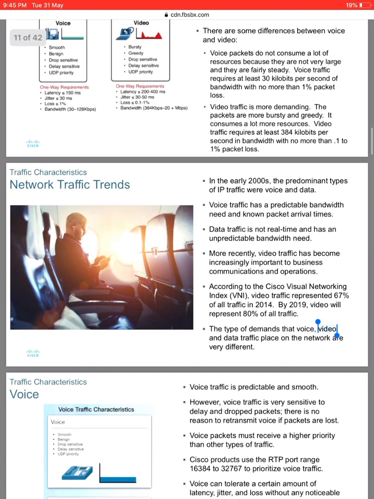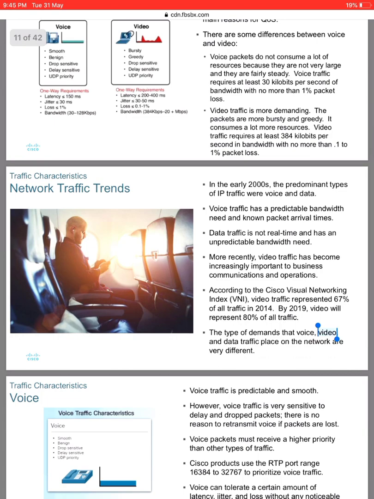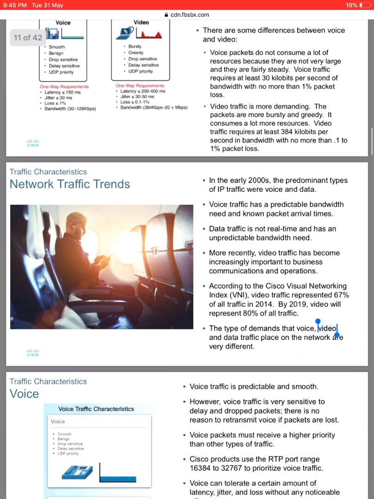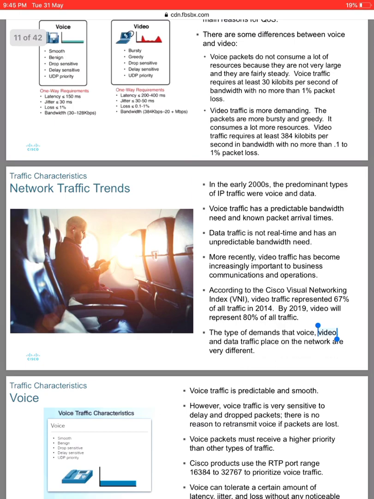So mas kuan yun ang voice packet, guys, is dili siya mag-consume og dako. Dili siya maglag kung voice packet ang magamit.